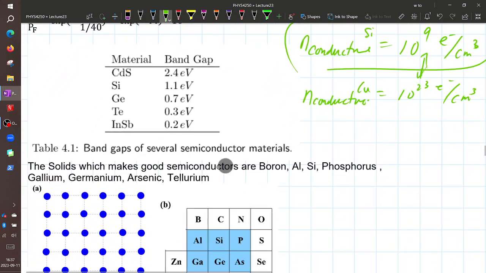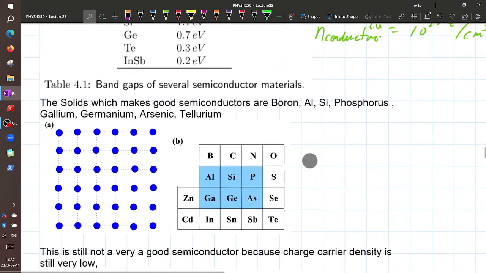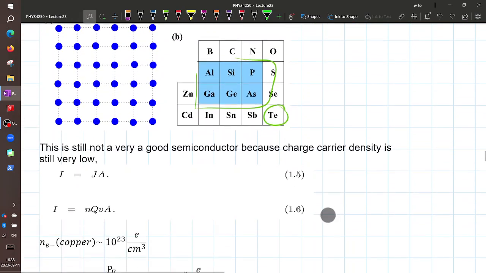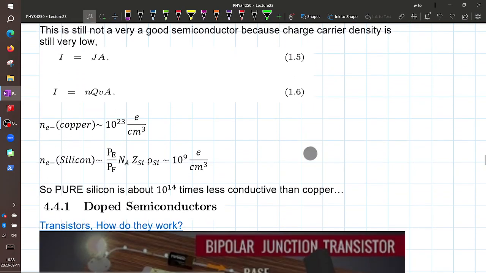Solids that are good semiconductors are boron, aluminum, silicon, phosphorus, gallium, the stuff in this blue box here, and tellurium, which is down here. It's all stuff on the right-hand side of the periodic table, because the stuff on the left-hand side, remember, those are metals. The stuff on the right is the metalloids. That's what they're called. All right. I think I calculated these numbers for you already.